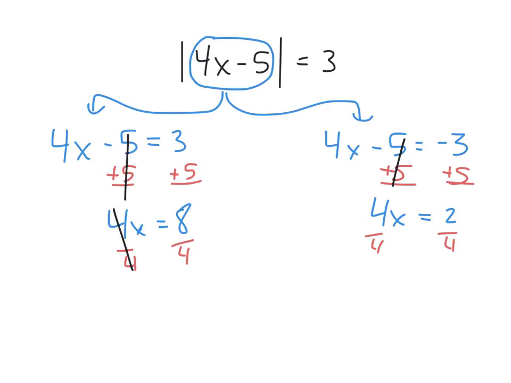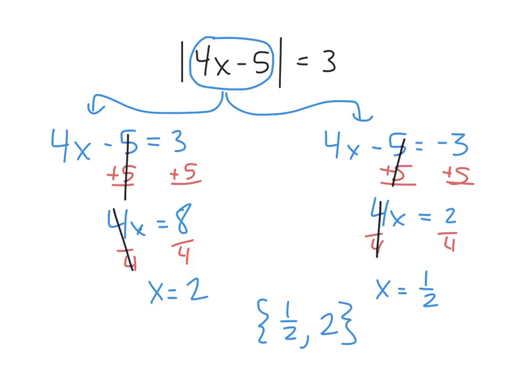And 8 divided by 4, that's pretty standard. That's just going to be positive 2. 2 divided by 4, well that's weird. 2 divided by 4, that's just a fraction, but it does reduce. That reduces to 1/2. So in this case we have 2 solutions. One of them happens to be a fraction, but it's no big deal. It's still a real number. So one of our solutions is 1/2, and the other one is 2.